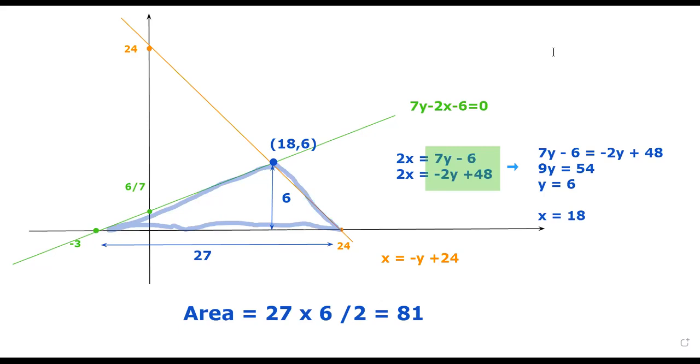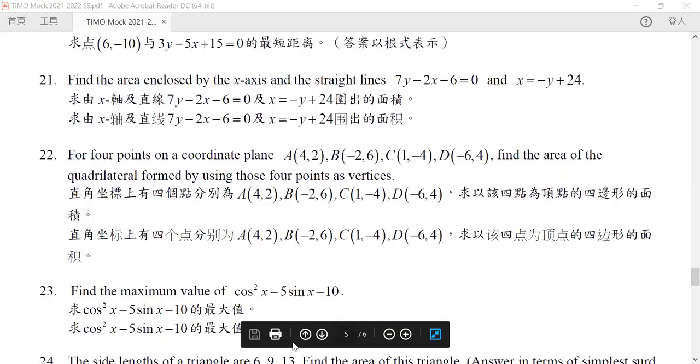So let's go to the next question. Our next question is question 22.